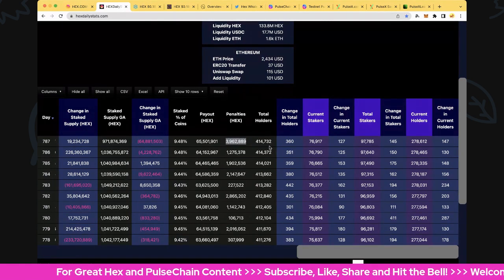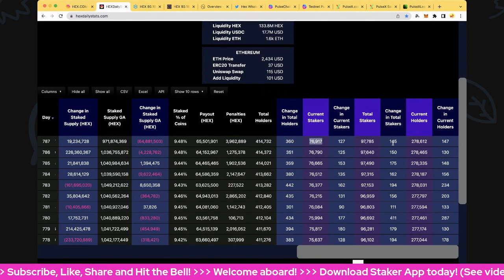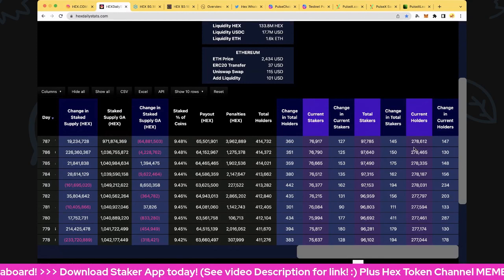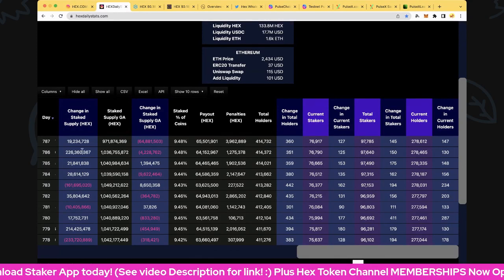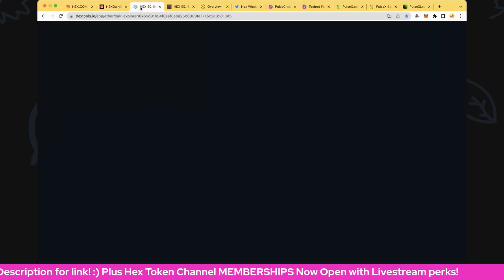Total holders, 404,732, up 360. Stakers up 127 to 76,917. Total stakers up 145 to 97,785. And current holders up 147 to 278,612. So interesting day. And day 787, folks, let's get over to the hex price.